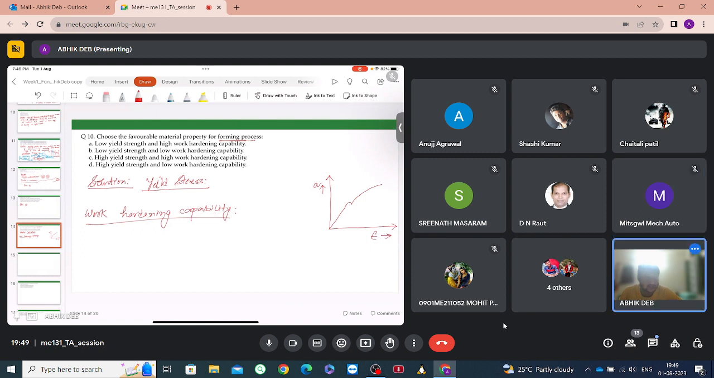Sorry, your voice was not clear. Can you please repeat? Sir, as per the forming process, the low yield strength is better. Why? I mean, why is this better in the forming process? Sir, because we need plasticity in the forming process. So basically, the lower the yield stress, it will start deforming at a lower value of stress. That is why lower yield stress is beneficial.